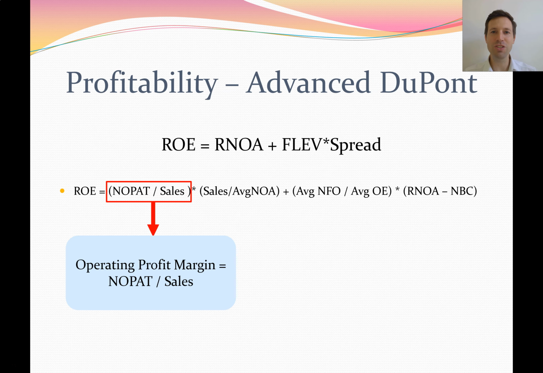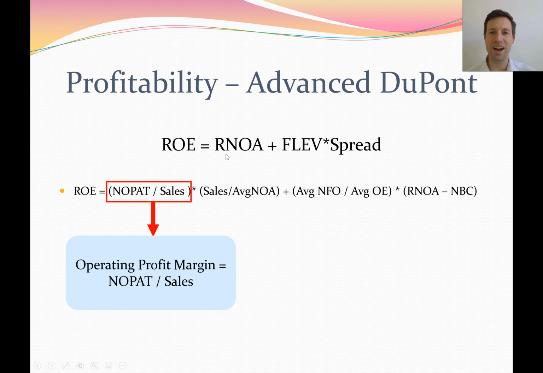So what is advanced DuPont analysis? Well, advanced DuPont analysis is a way of breaking down a firm's return on equity into various components. So here we've got a formula: ROE, return on equity, is equal to RNOA, return on net operating assets, plus FLEV, financial leverage, times spread.